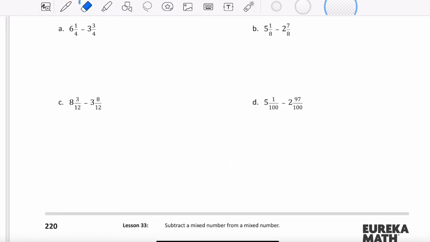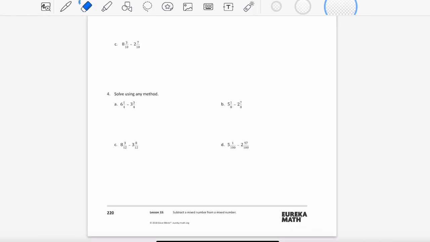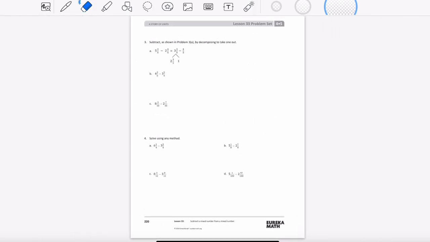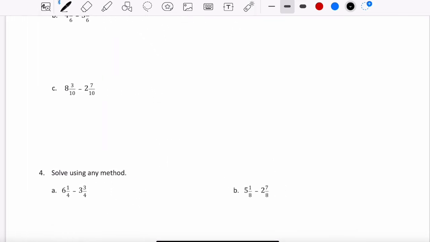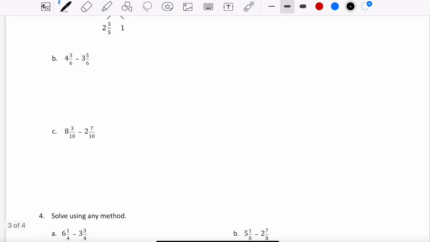Okay, today we are doing lesson 33, page 220. So make sure you're on that page with me. If you need to pause the video at any time, you can do so. Page 220. So we're going to first look at problem B.